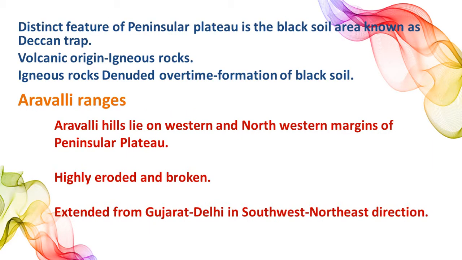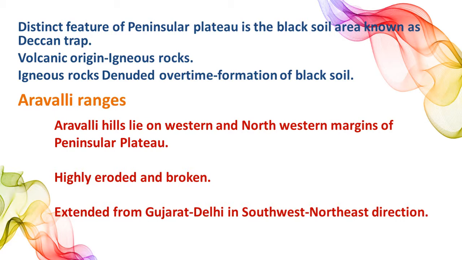One of the distinct features of the Peninsular Plateau is the black soil area known as Deccan Trap. The black soil area of the Peninsular Plateau is Deccan Trap because this is of volcanic origin. Hence the rocks are igneous. The fissures on the Deccan Plateau caused lava flow on the area and that lava solidified and became igneous rocks. Over time, these igneous rocks denuded and led to the formation of black soil.